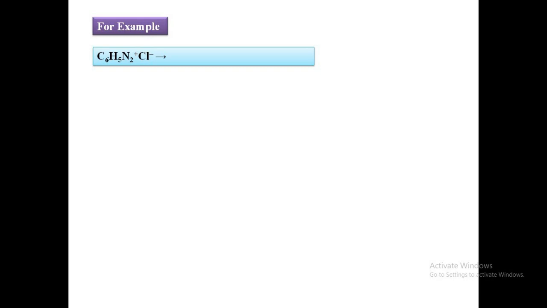C6H5N2+ Cl-. In this case, first we write the name of C6H5, that is benzene, followed by N2+, which is called diazonium, and the third one is Cl-, called chloride. So the name is benzene diazonium chloride.